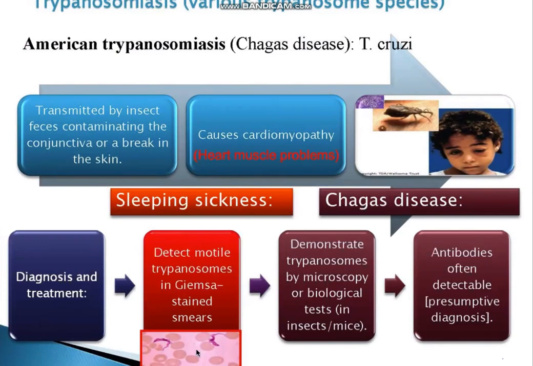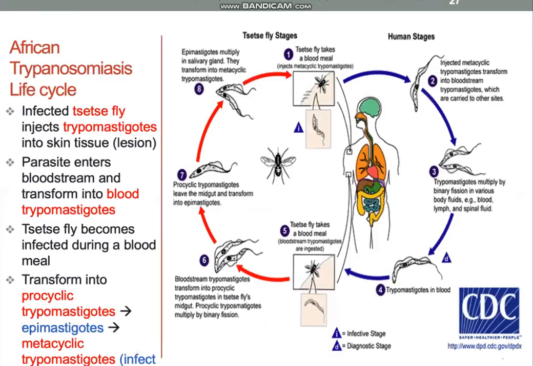Diagnosis again is by blood film. You can see it's very characteristic. There is a difference in the shape. We can identify between African and American, right, from the bloodstream, but this is unnecessary detail. All right, so as simple as this, remember the name of the species, the name of the disease, and where it is manifesting: in the CNS versus the cardiac muscle.